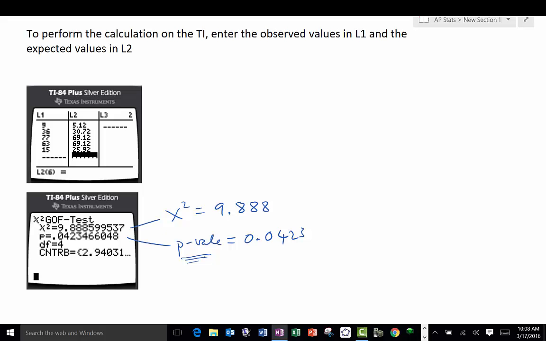So generally, the important parts of this test are to confirm the conditions: random, 10% rule if sampling without replacement, and large counts. Calculate the appropriate degrees of freedom, which is the number of cells minus 1, and then calculate the test statistic based on the expected values from the theoretical model. Again, remember, you always need to make your conclusion in the context of the question.